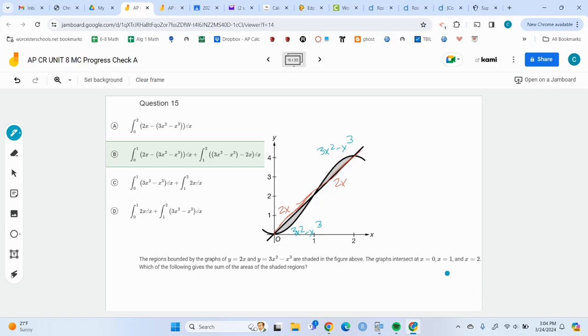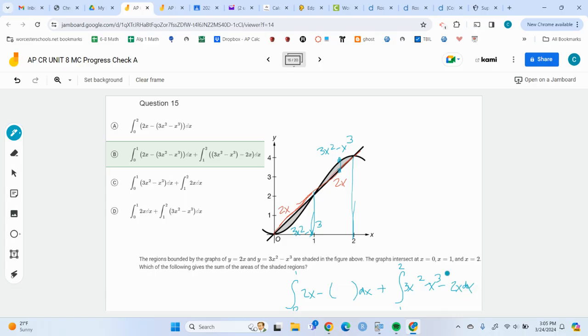Okay, so I'm going to do top minus bottom. So the first one should go from 0 to 1 of the 2x minus the cubic with the dx. And the next one should go from 1 to 2 of top minus bottom. The cubic, I guess I'll write it out here, minus the line, 2x, dx.